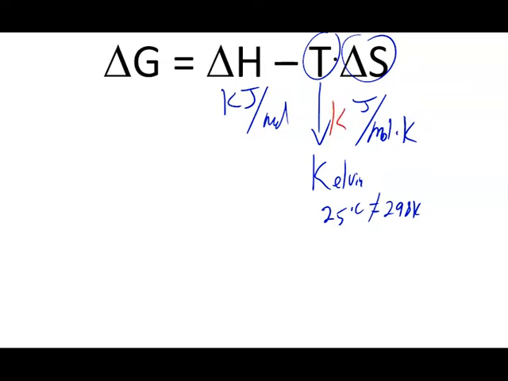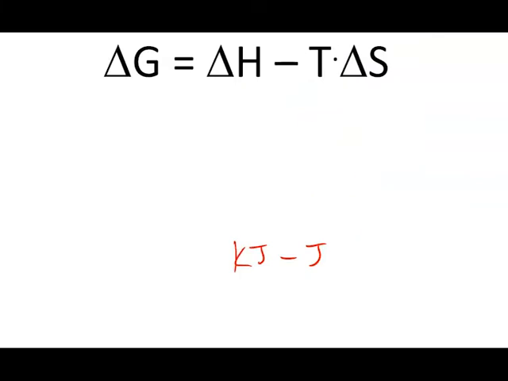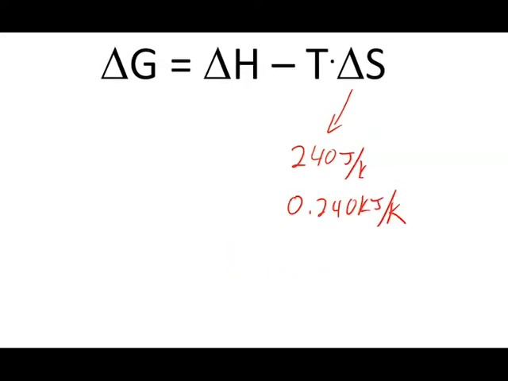Once you multiply Kelvin times joules per Kelvin, they cancel, but then you end up with kilojoules minus joules, and that doesn't work. So typically, we will convert the units for delta S from joules per Kelvin to kilojoules per Kelvin. So if you get a delta S of, say, 240 joules per Kelvin, we will convert that into kilojoules per Kelvin.